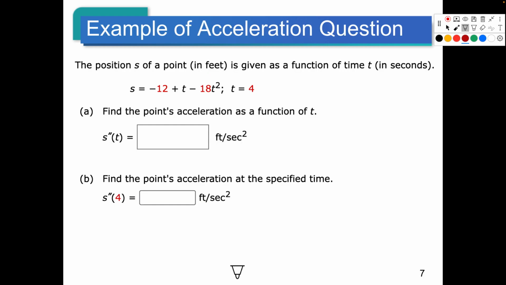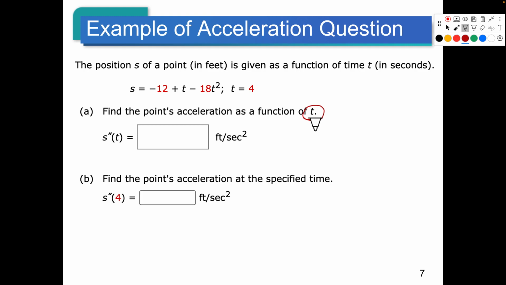Okay. So here's one from the homework, and I think there's at least 2, 3, maybe 4 more of these type questions. They just give you different functions. You'll see that this one will just have different values wherever the red numbers are. All it says is find the point's acceleration as a function of t.